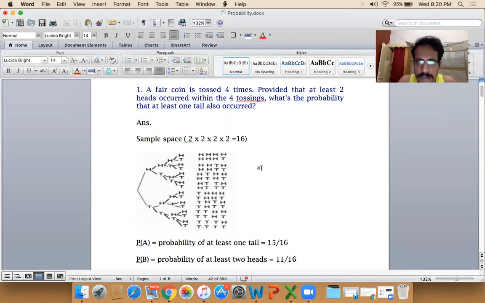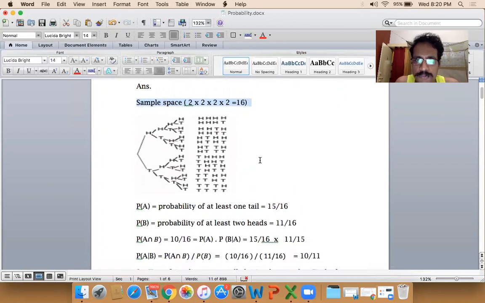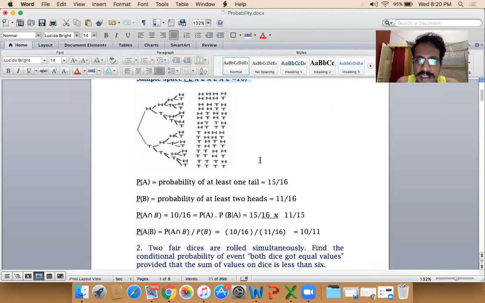So this kind of sample space can be created, which is depicted here. There can be 16 such sample cases, and the probability of A is defined as probability of at least one tail, which is 15 by 16. As you can see from here, because H, H, H, H is excluded from the 16 outcomes in the sample space, and the probability that at least 2 heads are there is 11 out of 16.